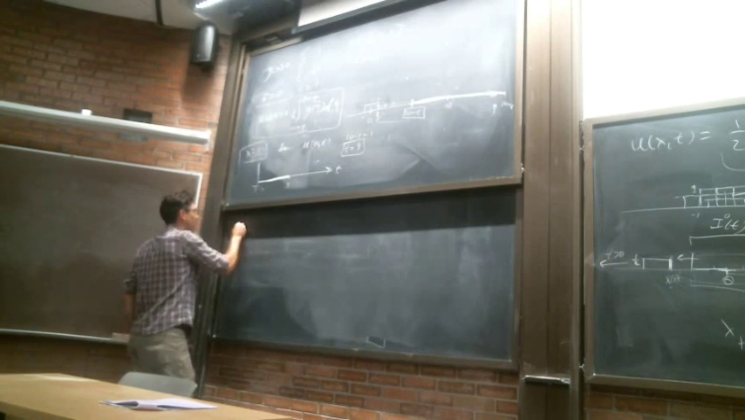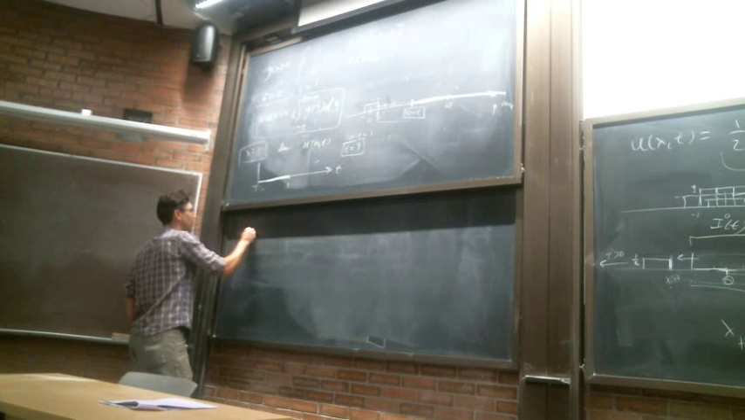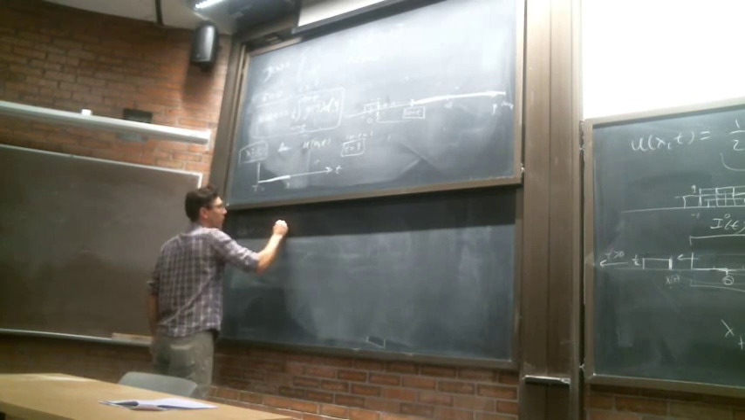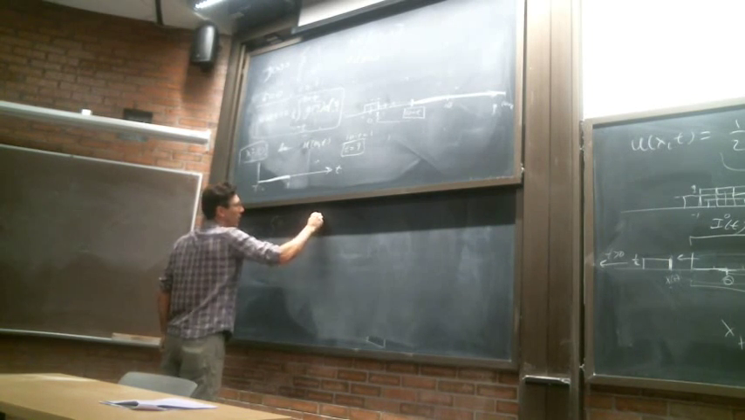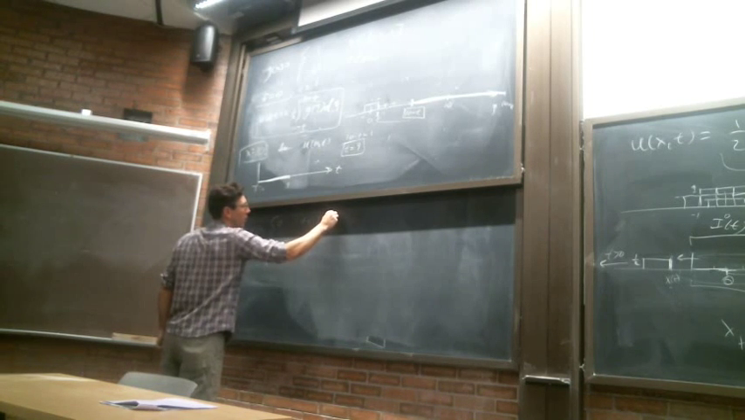So I can actually write that now. u of x equals 10 comma t is equal to 0 for t in the range 0 all the way to 9.